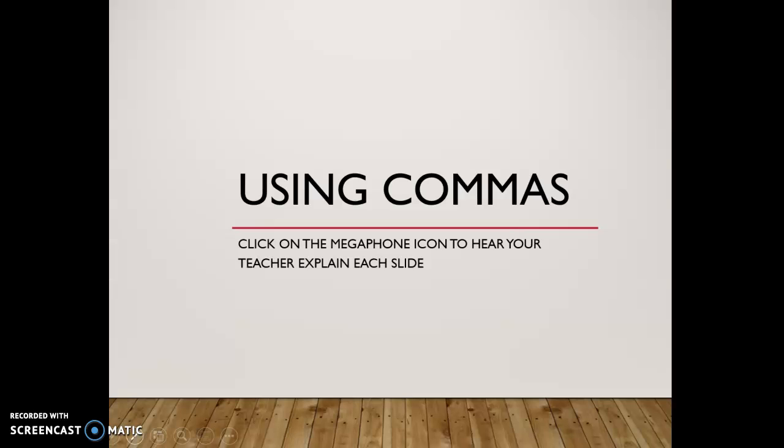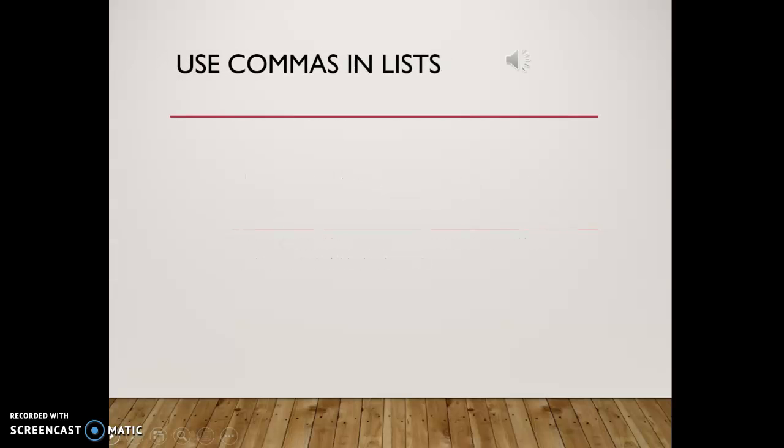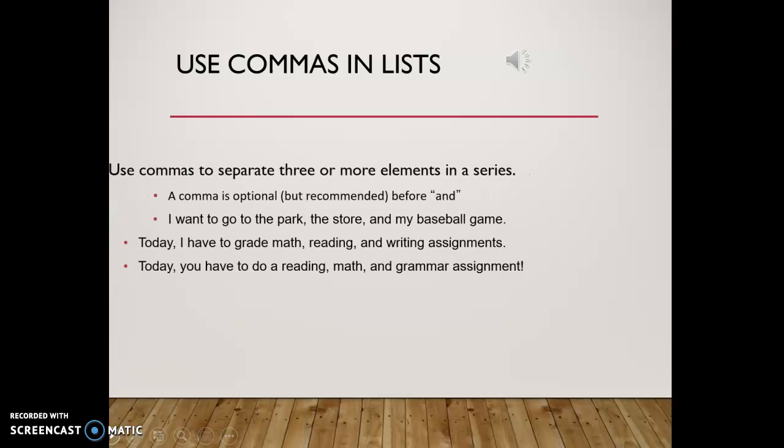We are going to learn about commas and review what we've already learned. First way to use a comma is commas in a list. For example, I want to go to the park, the store, and my baseball game.